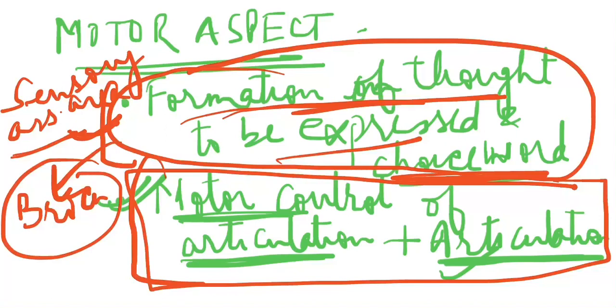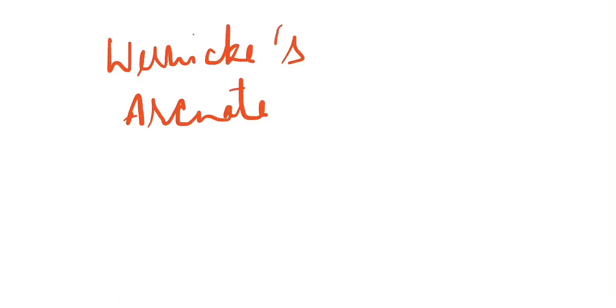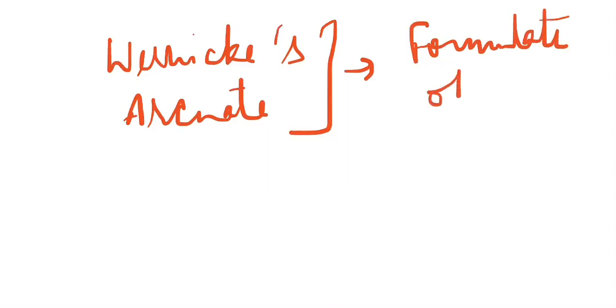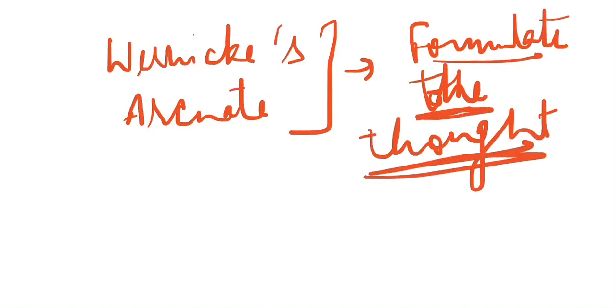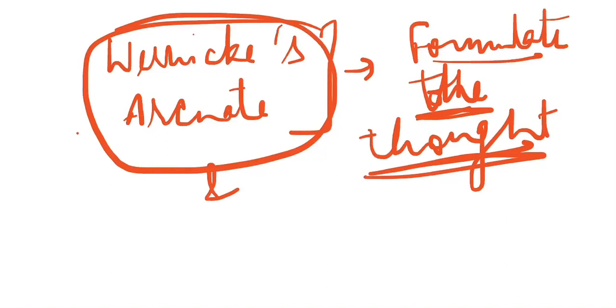So we can say, if there is a lesion in the Wernicke's area or the arcuate fasciculus, then that person won't be able to formulate the thought, or that part of the speech that is to be spoken, and to put together the sequence of those thoughts. Now let's talk about the Broca's area.